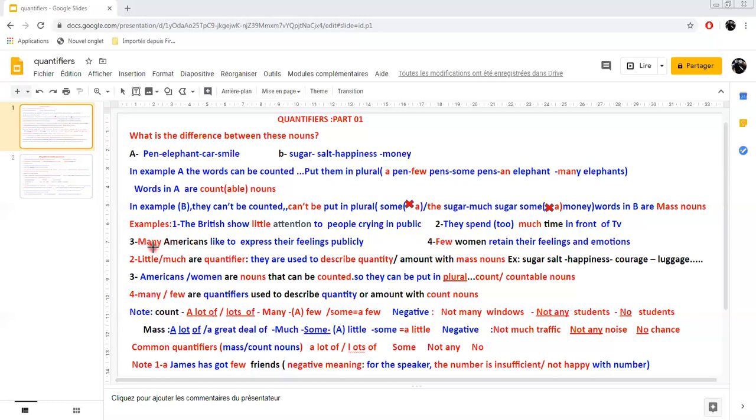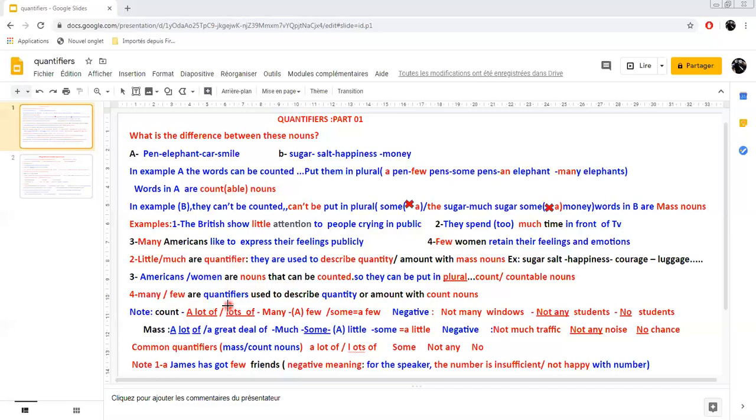In example number 3, we say Americans here. It is a plural, of course. You see, we've got the S. So it is a count noun. Then I used many here. In here, women. So we say women, not woman. This is a plural too, without an S, because it is an irregular plural, of course. So I used a few. So many and a few, they are quantifiers too, but they are used to describe a quantity or amount with count nouns.